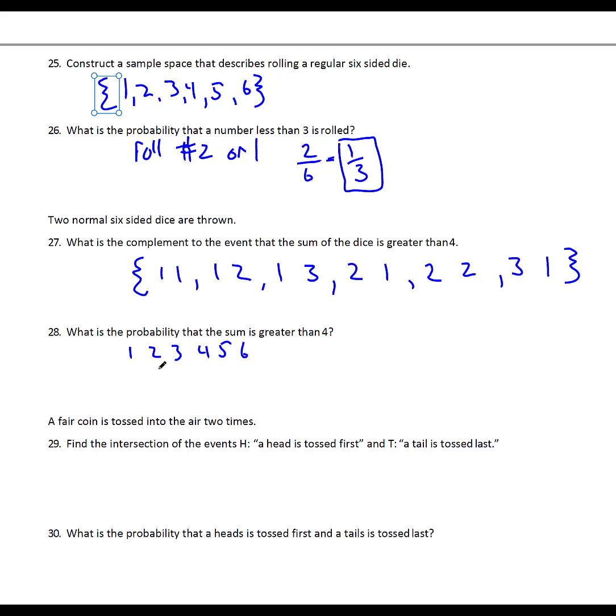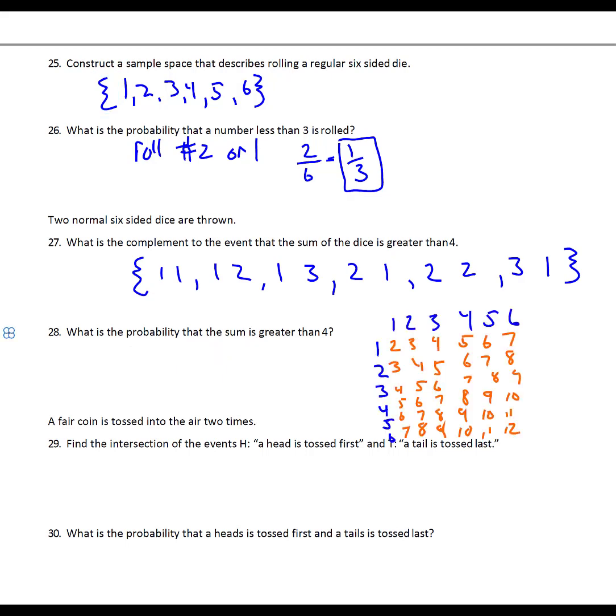In fact, let me write this over here. If you make this little table for the 6-sided dice, with 6 on one and 6 on the other, and you add those two values together, it gives you all the sums. Therefore, we can see which ones are greater than 4. Together, we can see that we have 36 total. So we know it's over 36, and we can just count.